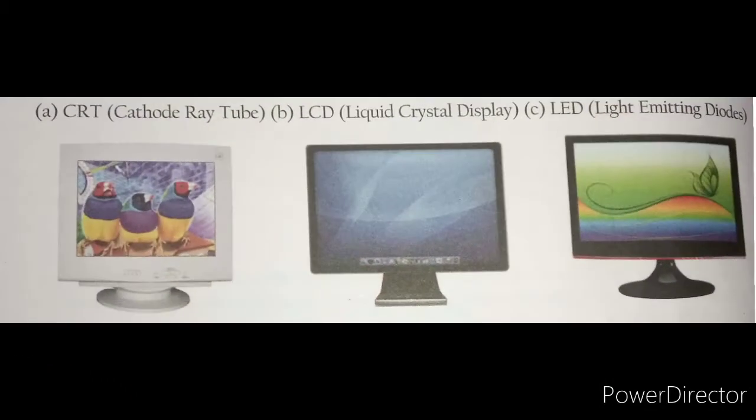Now let's discuss some of the output devices. These are the types of monitor. First one is CRT monitor, that is cathode ray tube. Next is LCD. LCD stands for liquid crystal display. And the right hand side one is the LED, light emitting diodes. These are the three types of output devices, or examples of a monitor.